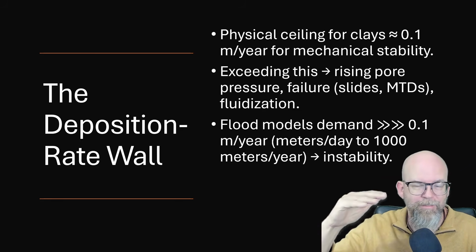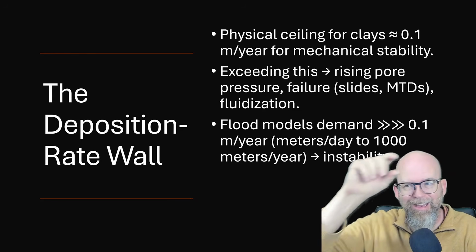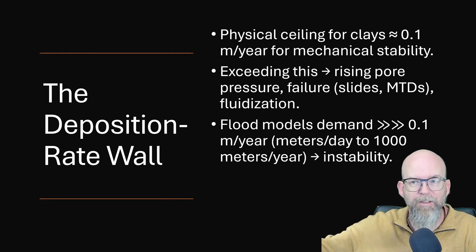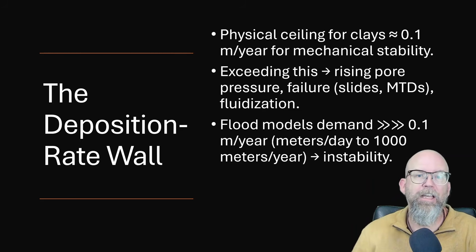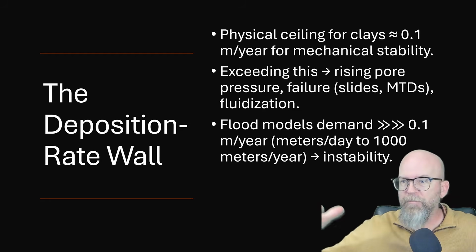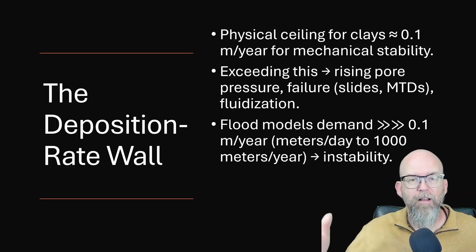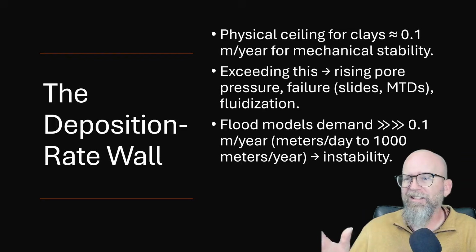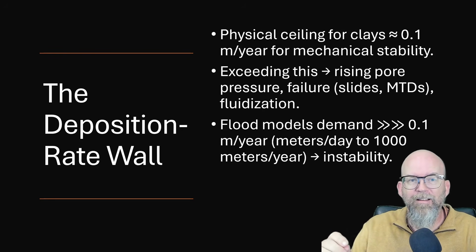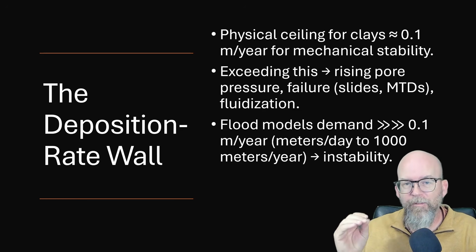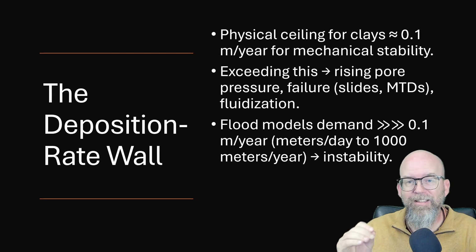You can't take a thick 10 meter section of mud and then add heavy sandstone on top of it and expect to have nice, flat, even layers of sediment continue through the whole process of lithification. Right? You're going to have mass transport, movement of that material, disruption of that layer of mud. So what Dunn does is he quantifies this physical ceiling, right? This limit to how sustainable deposition rates are for clays. And he places that on the order of 0.1 meters per year. That is 10 centimeters a year.